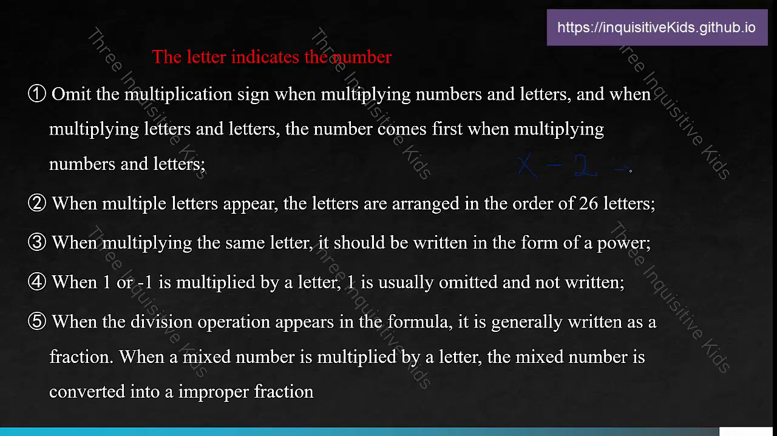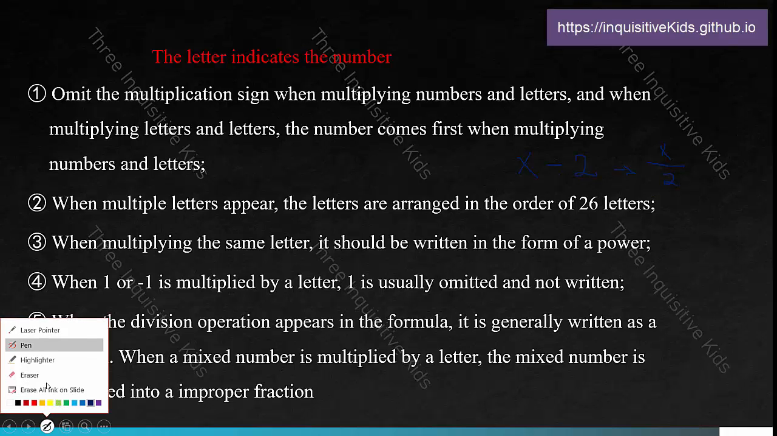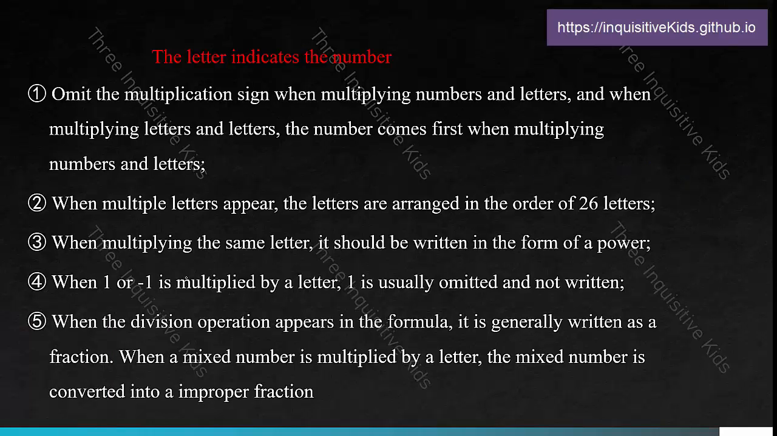Instead, we would write it as x over 2 because you see how that could sometimes help later on because you could simplify and all of that. It's easier to explain as we get more into this unit.